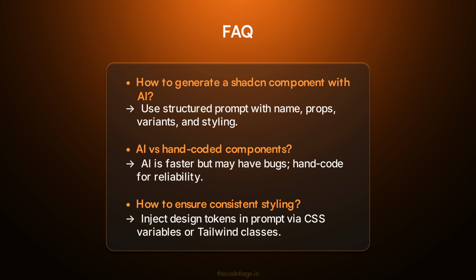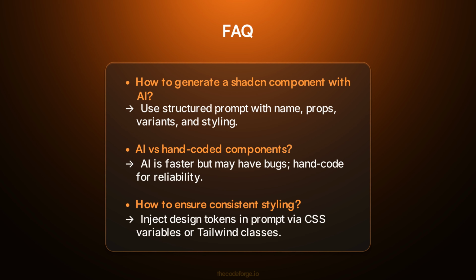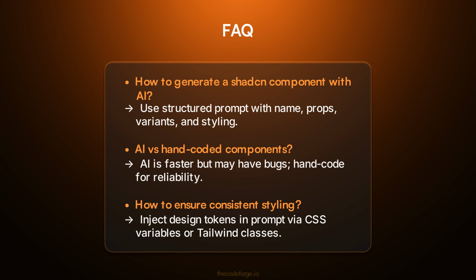And a few frequently asked questions. How to generate a Shadcn component with AI? Use a structured prompt with name, props, variants, and styling. AI versus hand-coded components: AI is faster but may have bugs. Hand-code for reliability. How to ensure consistent styling? Inject design tokens in the prompt via CSS variables or Tailwind classes.